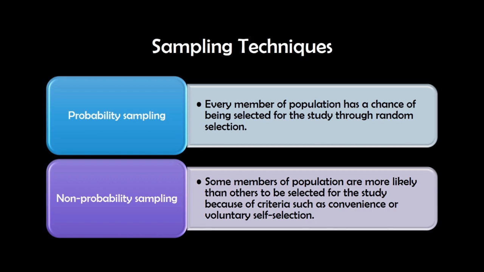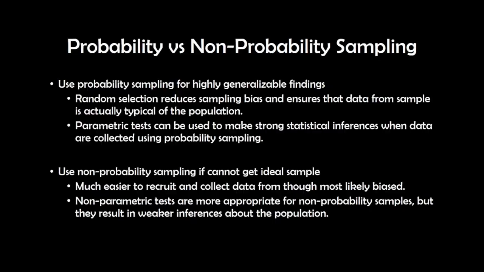Alright, sampling techniques. There are two sampling techniques that we can use. The first one is probability sampling, where every member of a population has a chance of being selected for the study through random selection. The second one is non-probability sampling, where some members of the population are more likely than others to be selected for the study because of criteria such as convenience or voluntary self-selection. So you can choose either for your sampling technique.